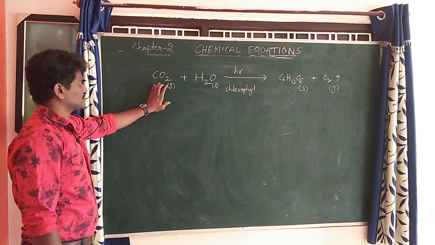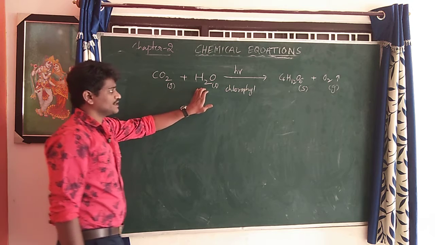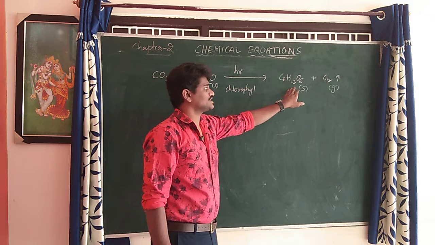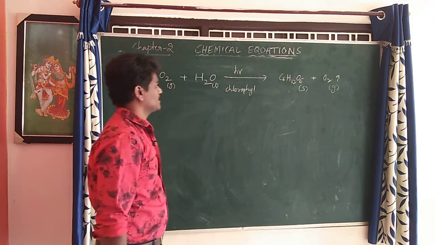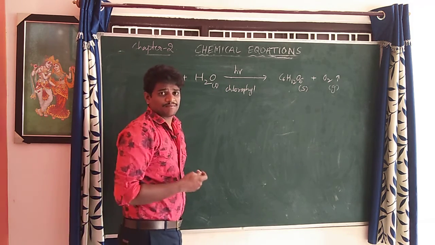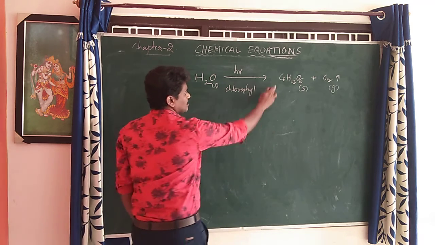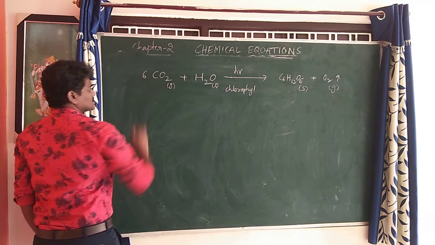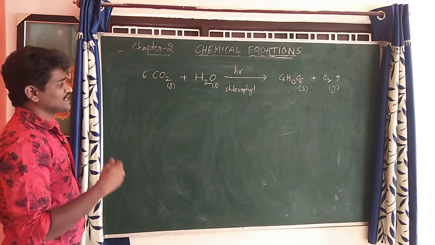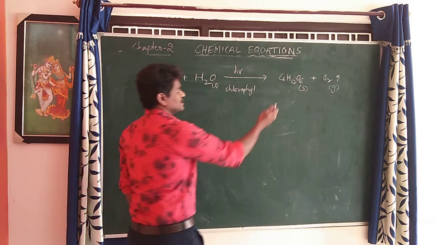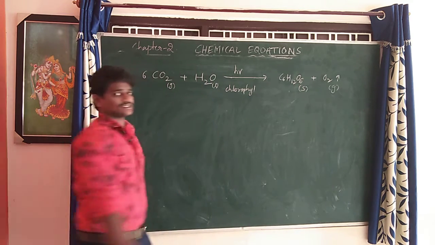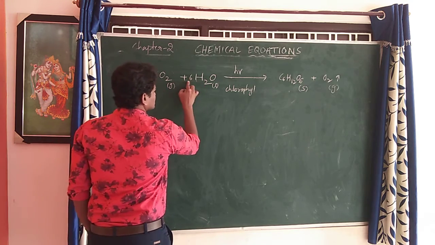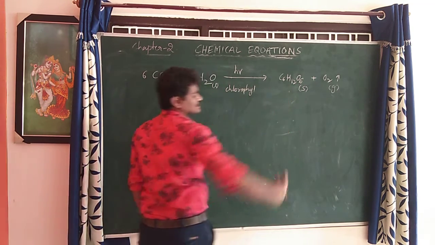Carbon dioxide, when reacted with water, gives glucose or fructose, which is a carbohydrate. So C6H12O6 and O2 are there. First, use the hit and trial method. How many carbons are there? Six carbons, so you have to write 6 here, 6 CO2. Then balance the hydrogens. There are 12 hydrogens, and here 2 hydrogens, so 6 times 2 gives 12. Write 6 here. So 12 hydrogens on both sides.